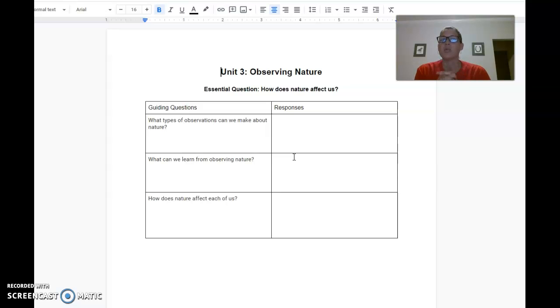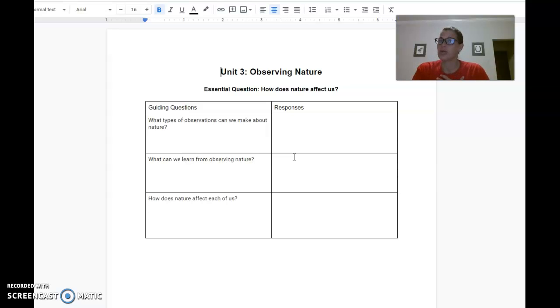The next question is, what can we learn from observing nature? Okay, so what kind of observations can we make? What are the types of things we can see? What are we going to learn from seeing those things? Okay, and then the last question is, how does nature affect each of us?